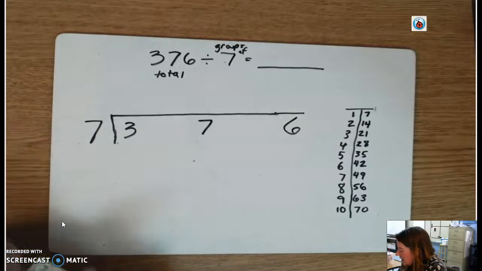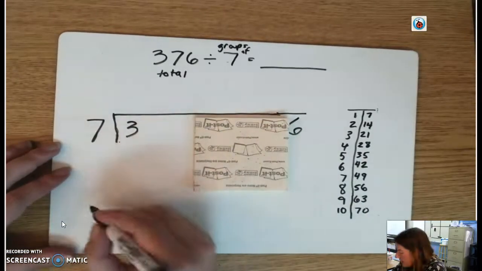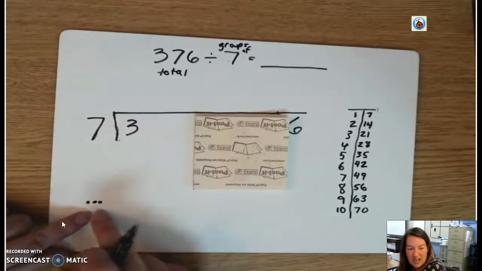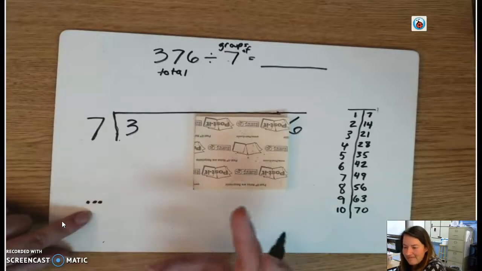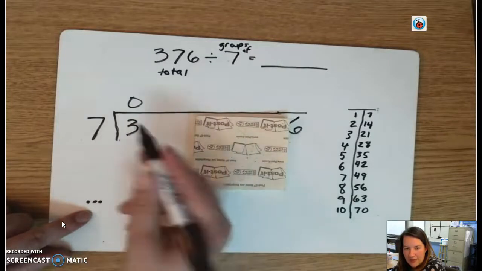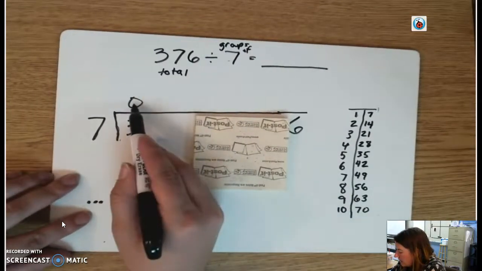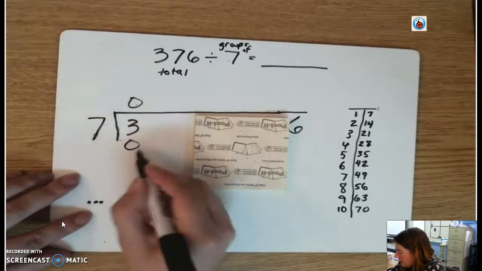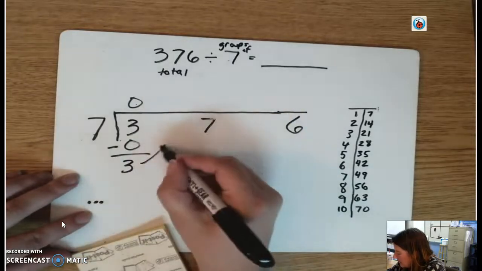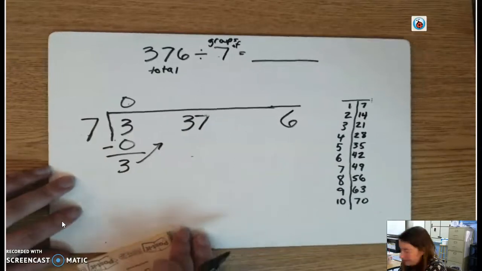So again, I'm just going to take a look at the first number at a time. So just look at the number 3 here. So if I had 3 pieces, could I make a group of 7 out of these 3 pieces? No, right? I can't because I only have 3 pieces. I can't make a group of 7 if I only have 3 pieces. All right, so if I do 0 groups of 7, I'm going to subtract 0 because I need to move this 3 over to this next number. So now I have 37 pieces.